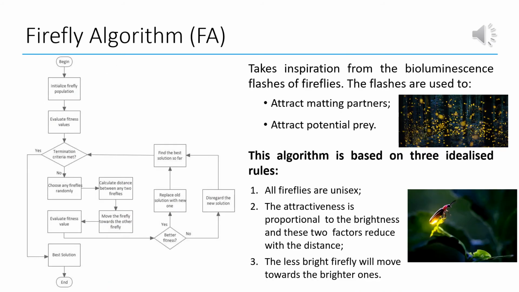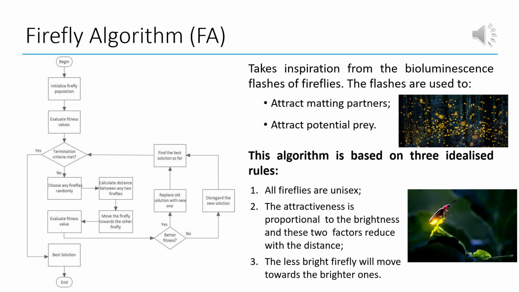The firefly algorithm uses as a source of inspiration the bioluminescent flashes of fireflies. These flashes are used to attract potential partners or potential prey. This algorithm is based on 3 idealized rules. All fireflies are unisex. The attractiveness is proportional to the brightness.